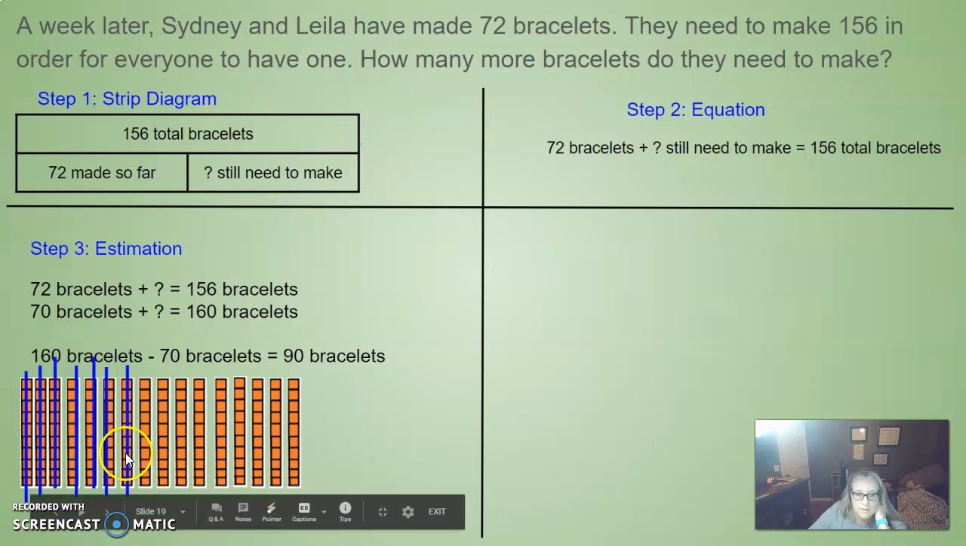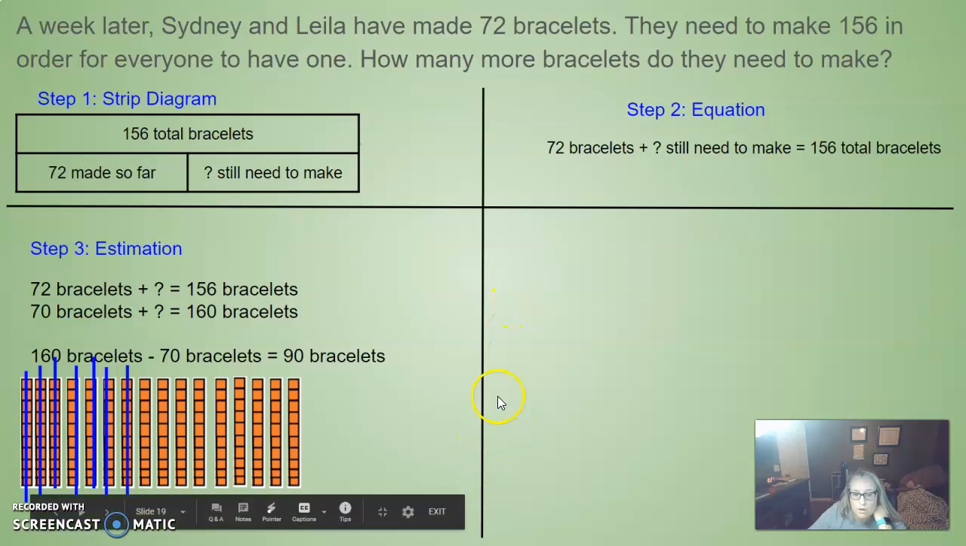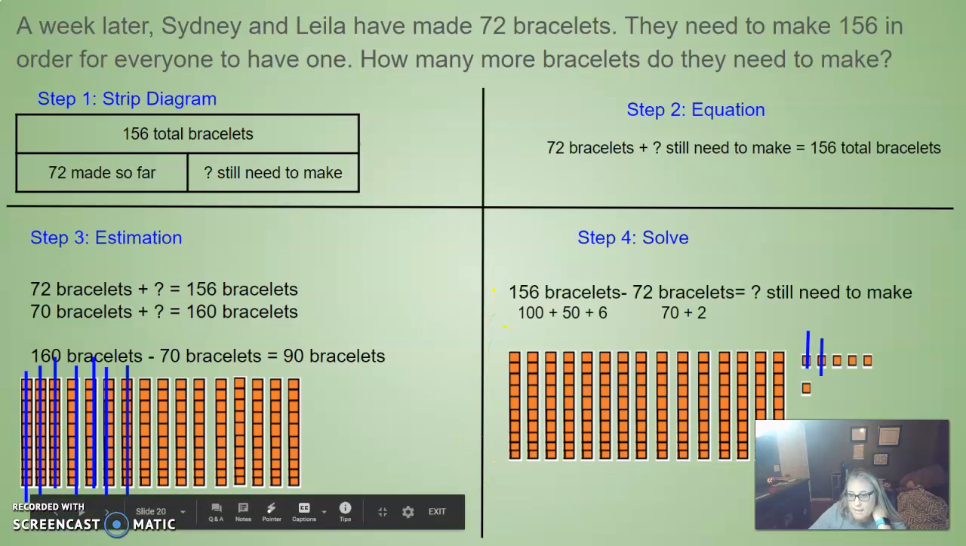So when I do that, now I can decide how many are left. So I have 10, 20, 30, 40, 50, 60, 70, 80, 90. So I have 90 bracelets left. So I'm saying that I'm going to need somewhere around 90 bracelets to make my equation true. So the next step I'm going to do is I'm actually going to solve. So again, I am going to move my camera.